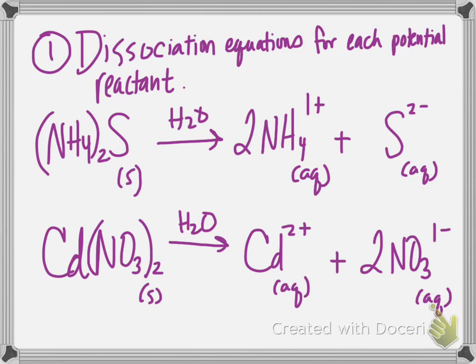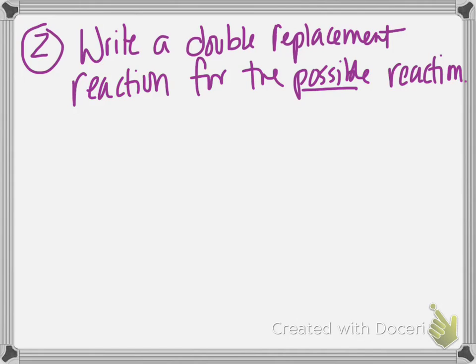Because what we want to think about is what would happen if we forget what we're doing now, and we forget what we know, and we go way back to when we were just looking at chemical reactions and predicting products. What would happen if you put these two things together and you got a reaction to occur? So the second step is to write a double replacement reaction. And we say write a double replacement reaction for the possible reaction, because what we're actually doing here is figuring out if any reaction is going to occur.